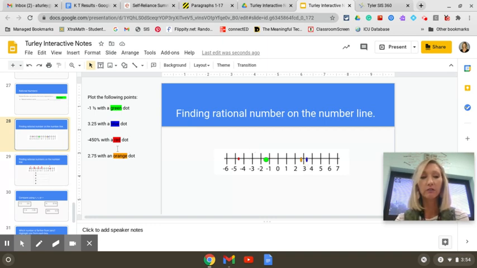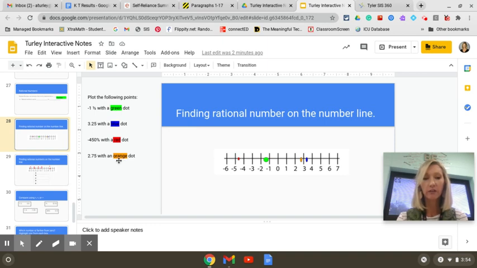Next one, we have a -450% with a red dot. So first of all, it's negative. It's a percent, so we need to change it to a decimal. Percent to decimal, Pepper Doctor. Remember, we move our decimal 2 times to the left, so we would get a -4.50 or a -4.5. So -4.5 falls halfway between -4 and -5.